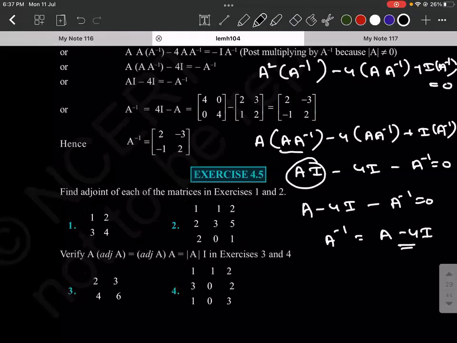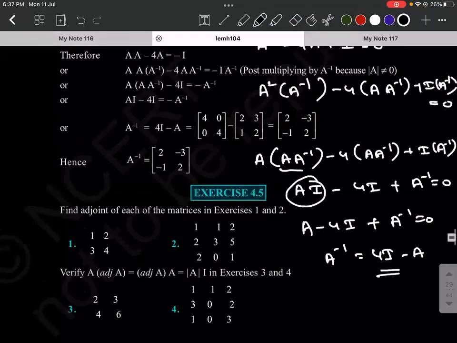Sir, how did I into A inverse become minus A inverse? Oh, sorry, plus. Plus only, sorry. Then A inverse will be equal to 4I minus B. So A inverse will be equal to 4I minus B.